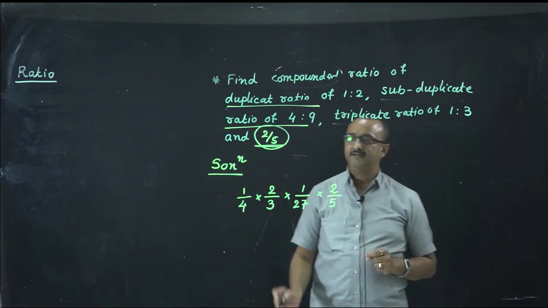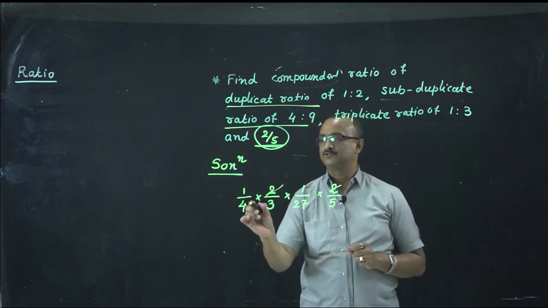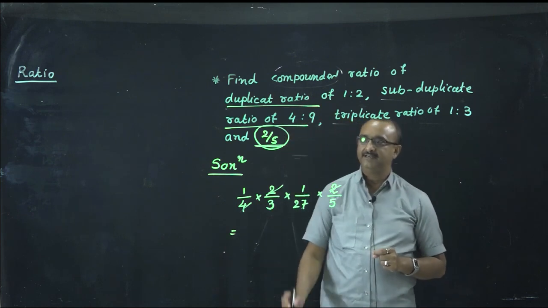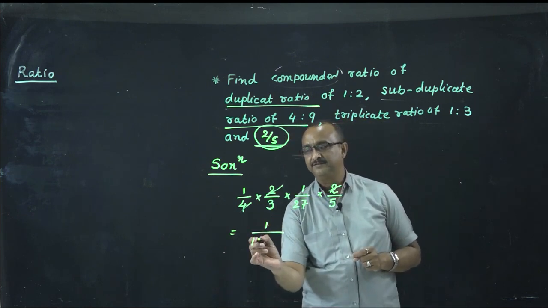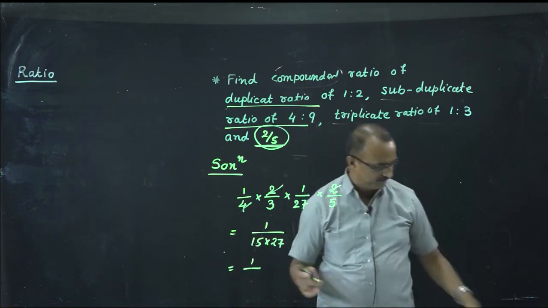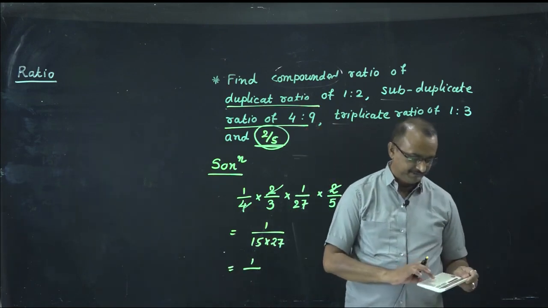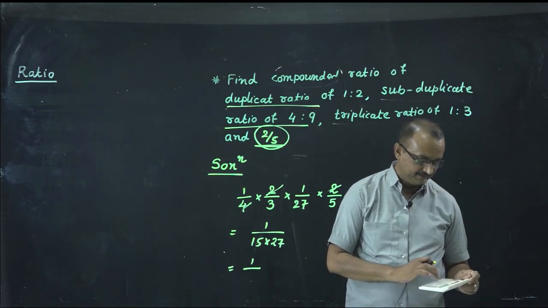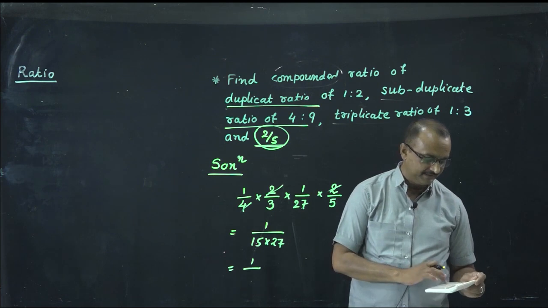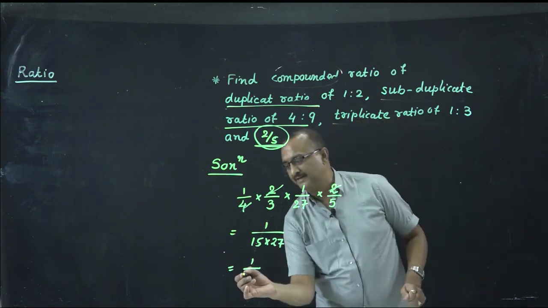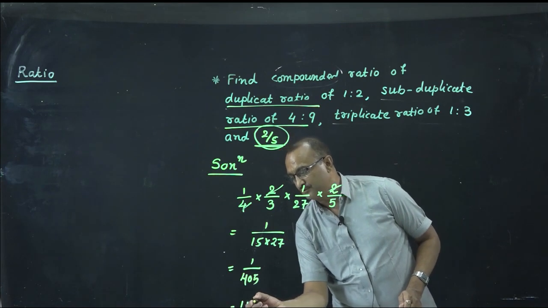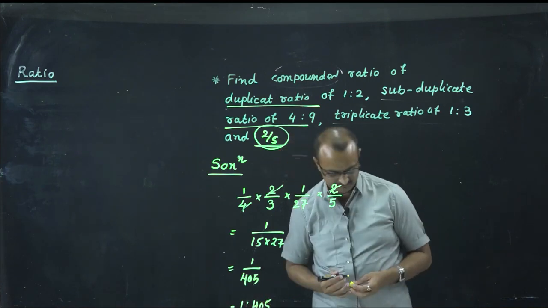Okay. Now if we are solving these terms, 2 cancel, 4 cancel, and we get 1 upon 15 into 27 is equal to 1 upon 15 by 27. Sorry, 15 into 27 equals to 405. So ratio is 1 is to 405. Okay.